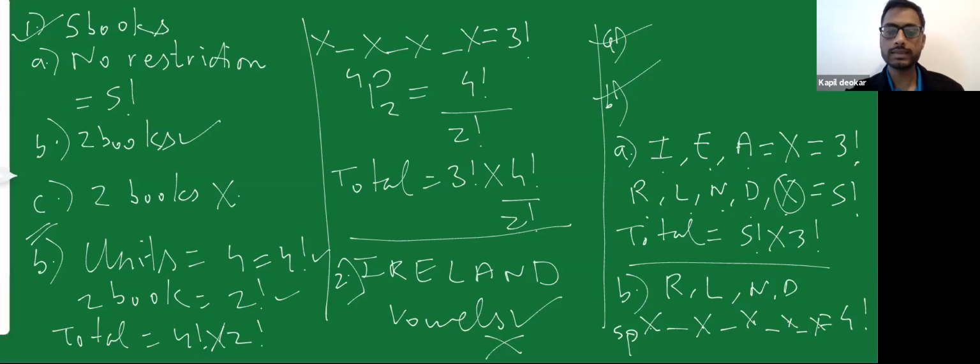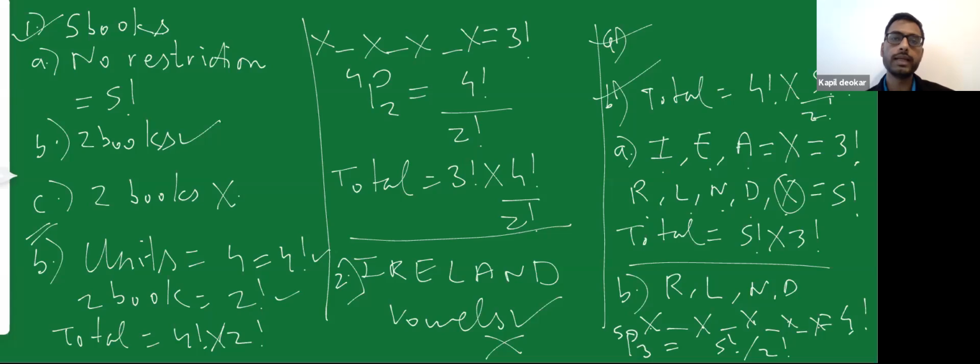Out of that, how many places am I going to fill up? I have 3 vowels, I, E, and A. So that is going to be 5P3. What is 5P3? 5 factorial divided by 5 minus 3, that is 2 factorial. So the total answer for B is going to be equal to this 4 factorial multiplied with this 5 factorial upon 2 factorial. And you can easily simplify this.